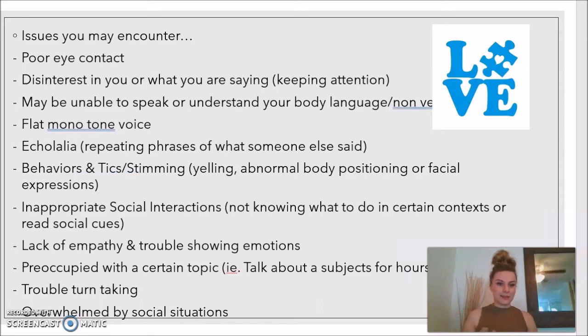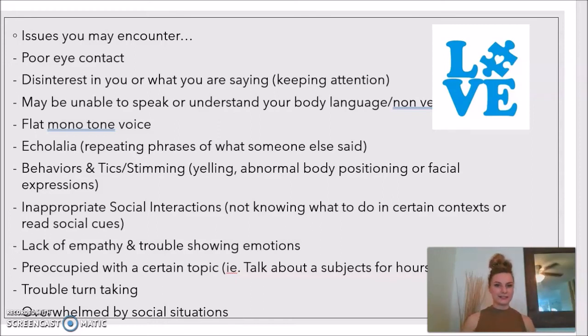So with autism, some things you might see is poor eye contact, disinterest in what you're saying. They have trouble keeping attention. They may not be able to understand what you're saying. They may not be able to understand your body language or your nonverbals. They might have a flat monotone voice. Echolalia is something that you'll see quite often. So you might say something right now, and in 10 minutes, they're going to repeat exactly what you just said.